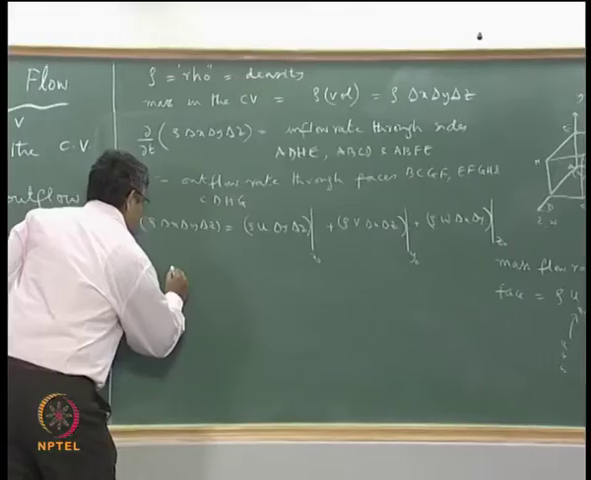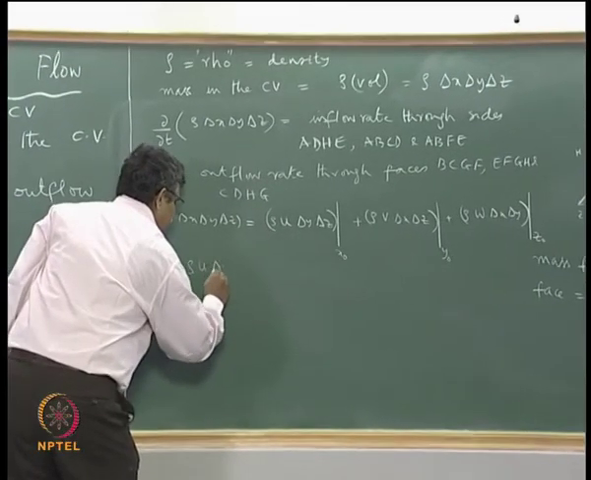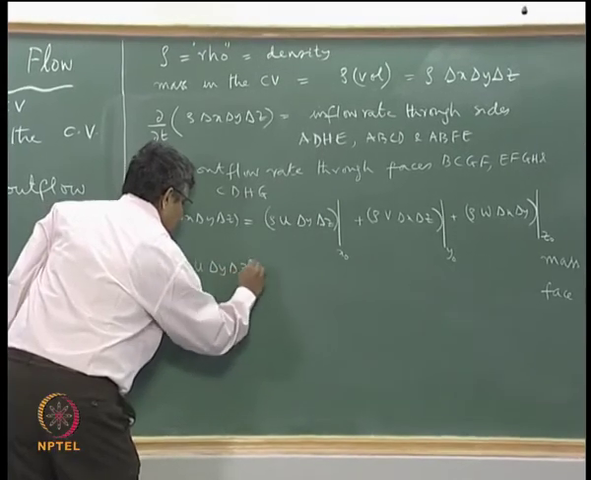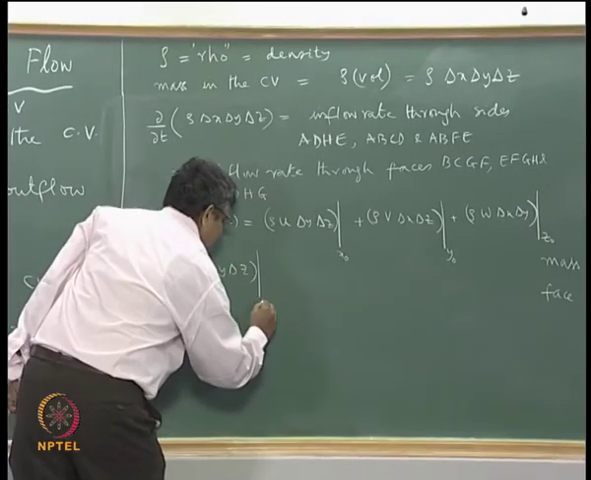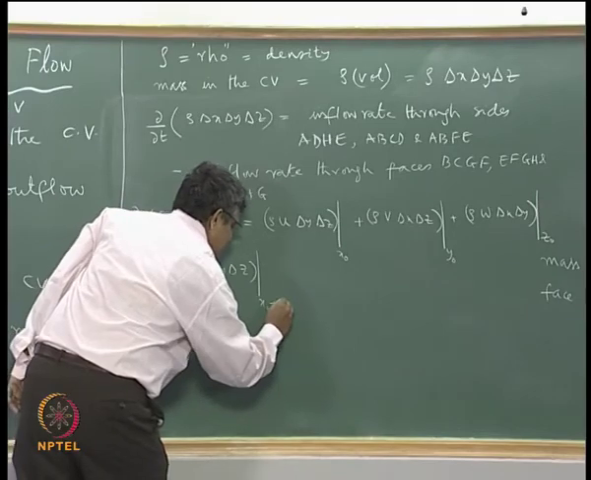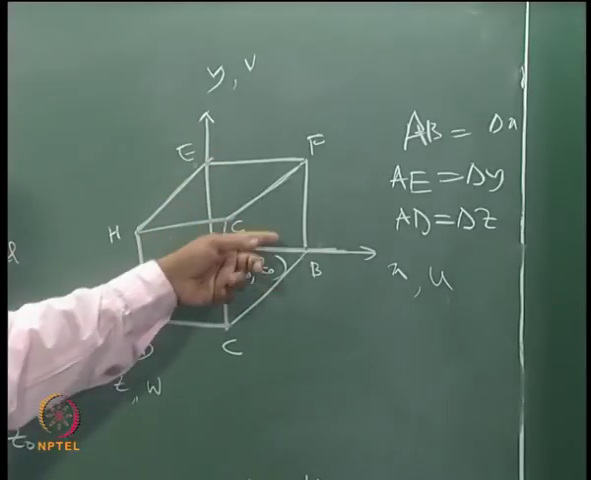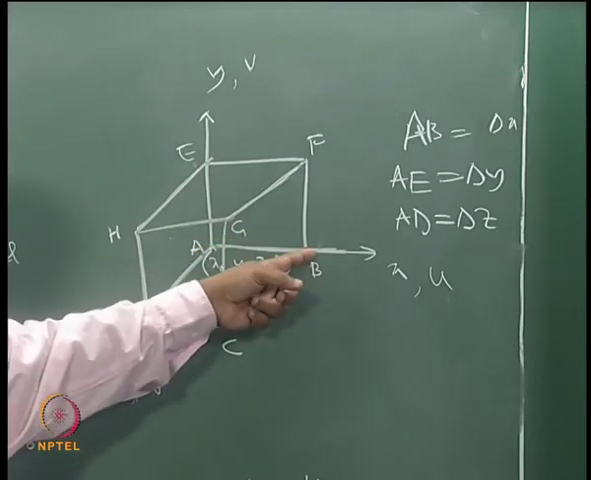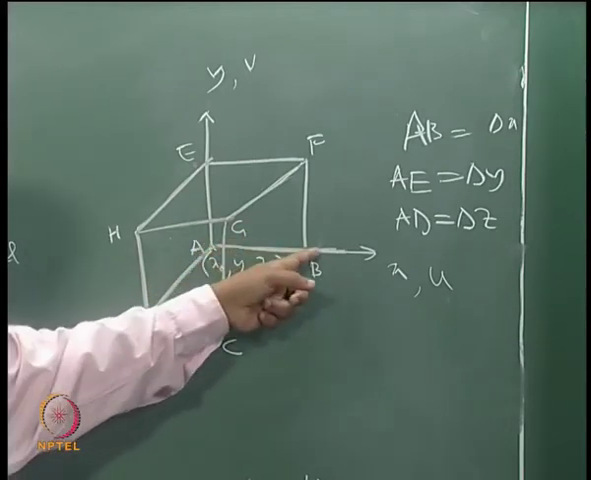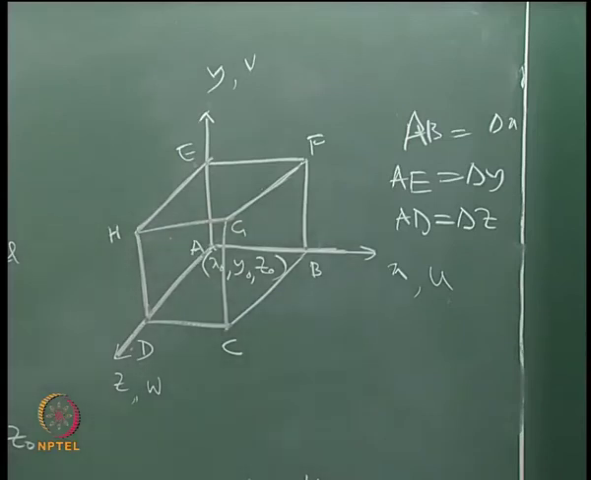So minus rho u delta y delta z. Now this is evaluated at x naught plus delta x, because this plane has a centroid which has a coordinate of x naught plus this delta x here.